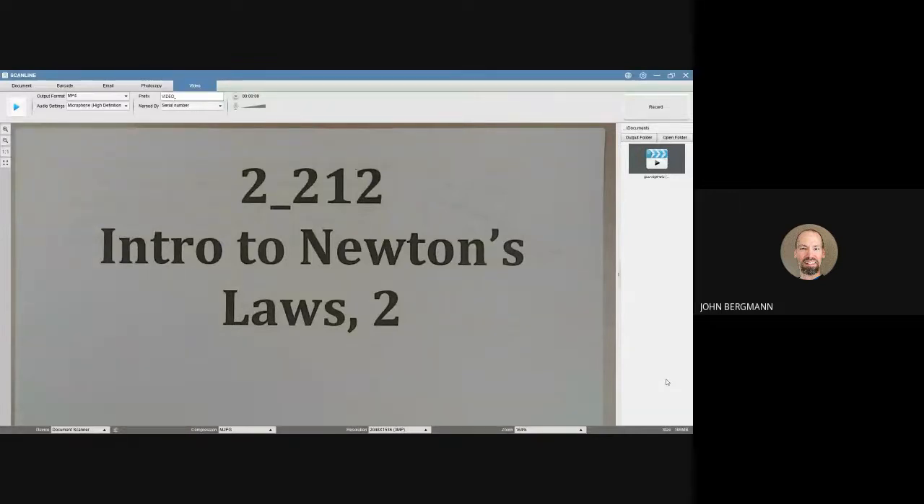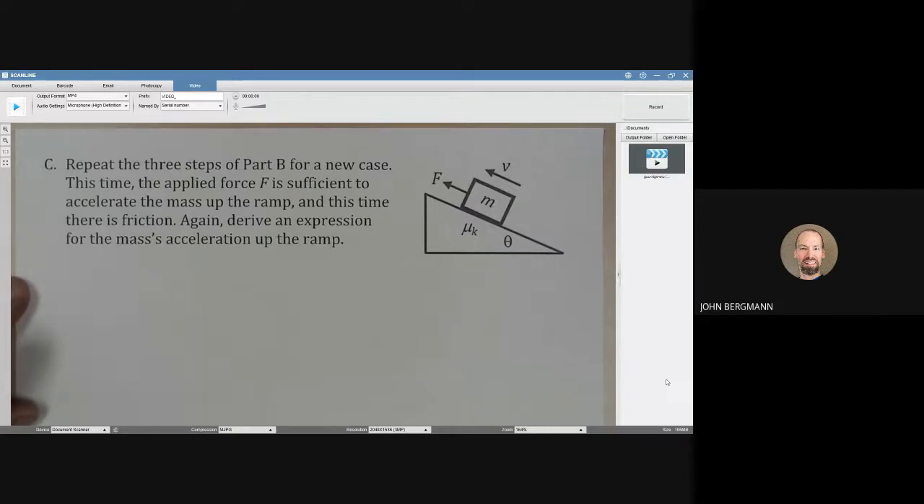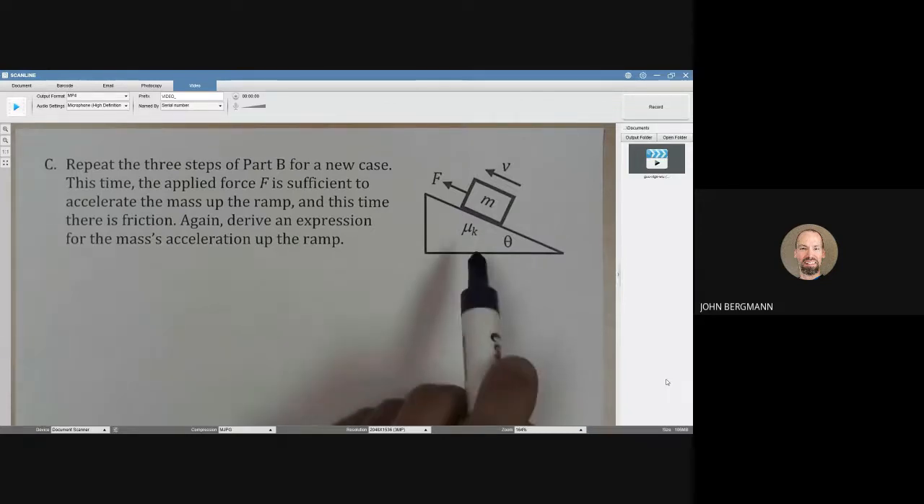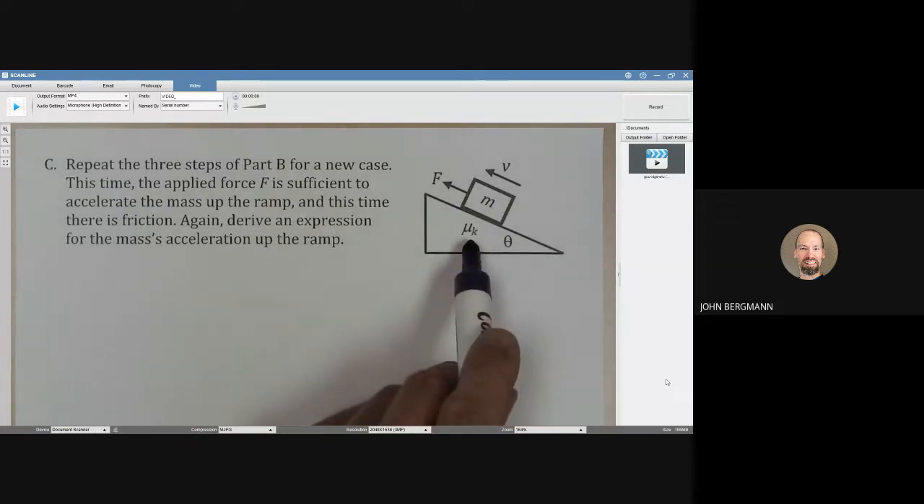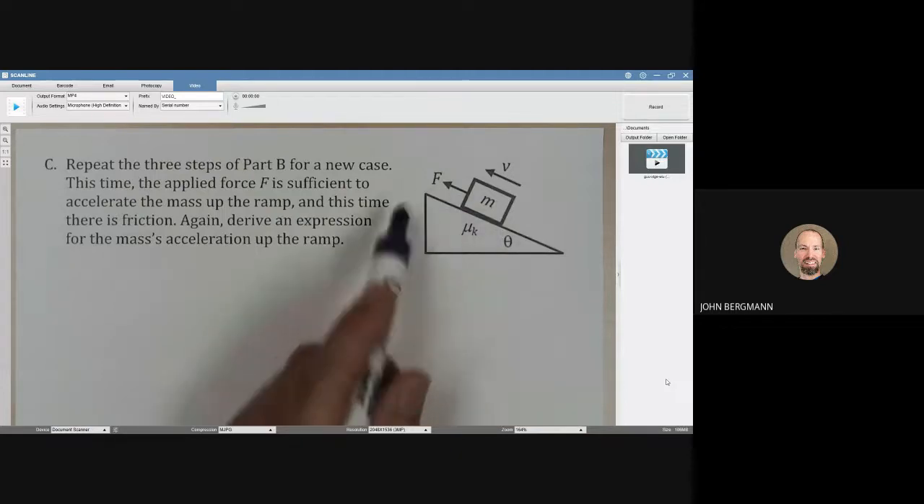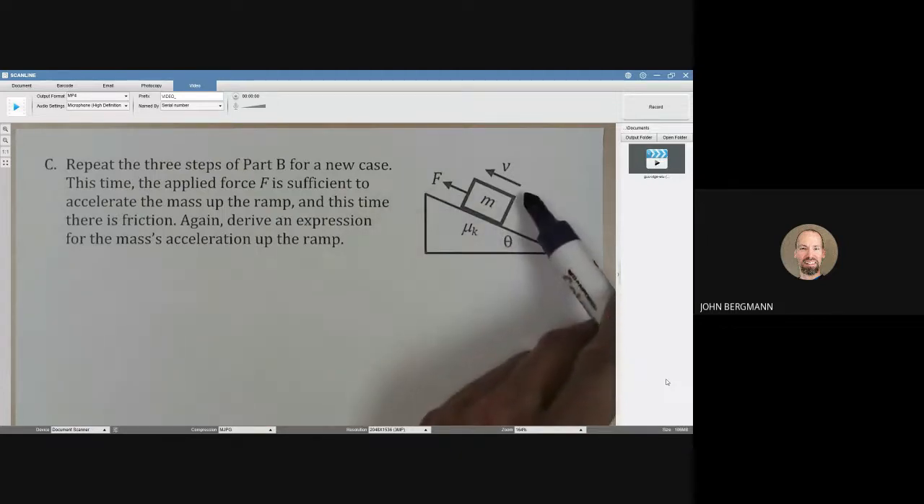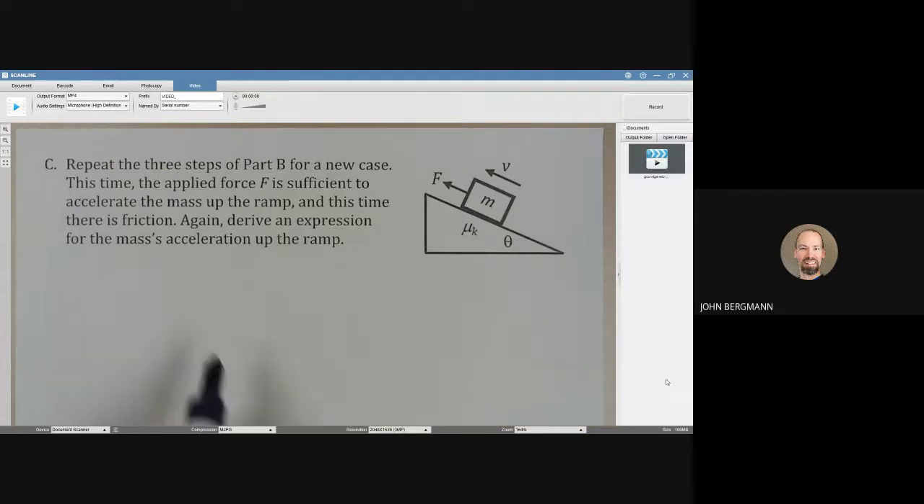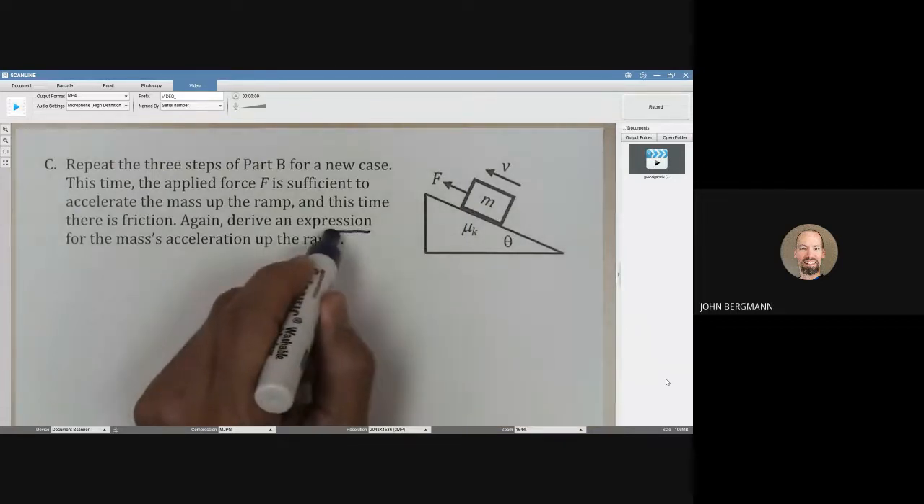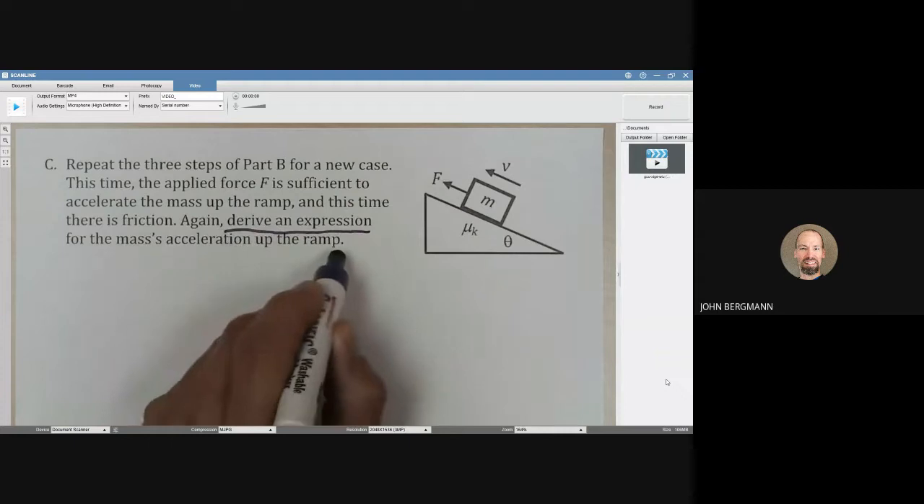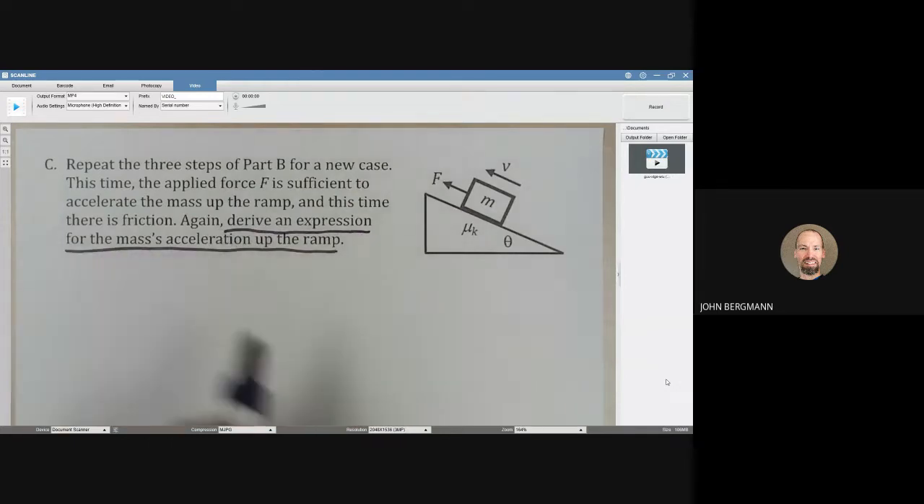Here's another video introducing Newton's second law. You can take a look at the picture here and see what's happening. We have a ramp where there is some friction now. It's at a certain angle. We have a mass. We have an applied force F. We're told that this is sliding upwards. And what we want to do is derive an expression for the mass's acceleration up the ramp.